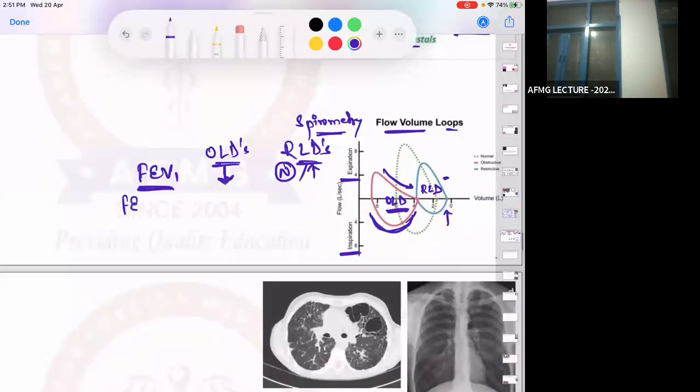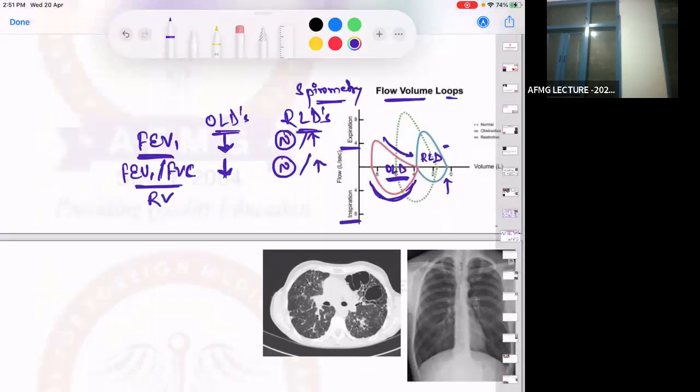Next, if I talk about the FEV1 by FVC ratio, the FEV1 by FVC ratio is decreased in obstructive, whereas normal or high in restrictive. Then residual volume would be high in obstructive.